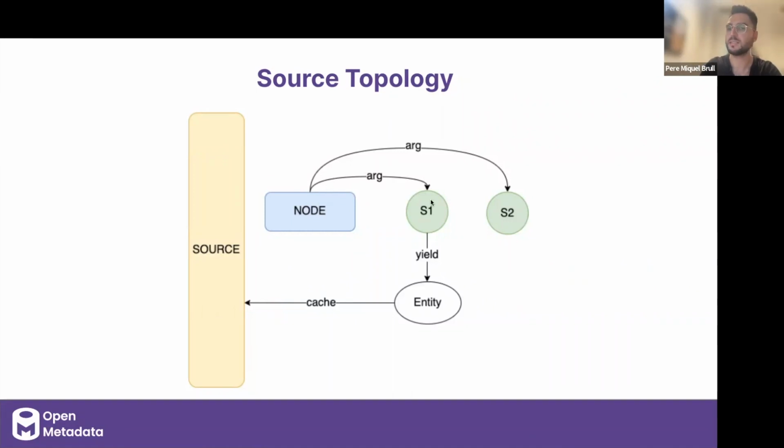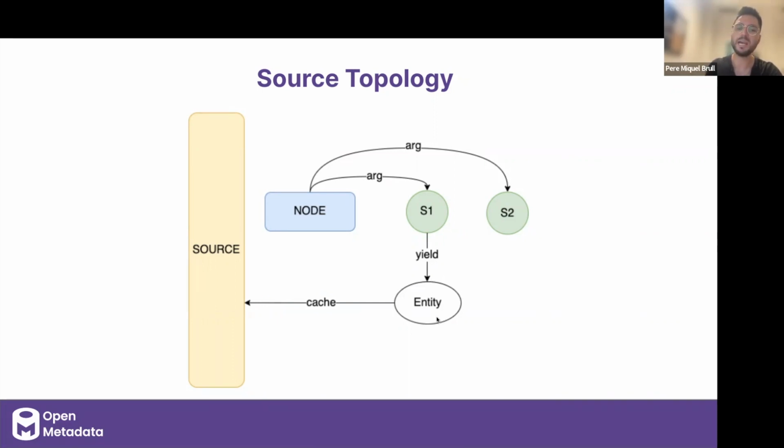Then these objects get sent first to stage 1. And then once stage 1 has been properly processed, we're going to keep following and send the same object as an input parameter, as an argument for the second stage, and so on and so forth. What happens within this stage is that we are yielding the entity. The stage is the function that knows how to, based on the parameters from the node, get the metadata from the source and translate that into open metadata entities.